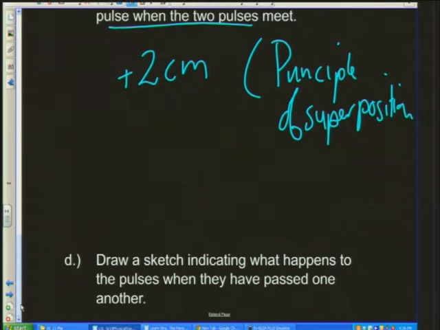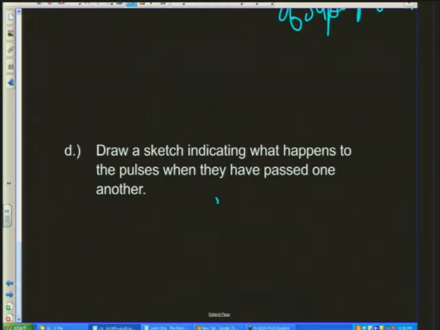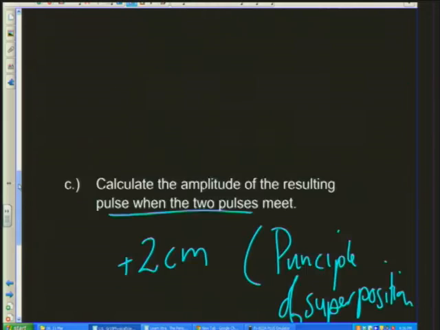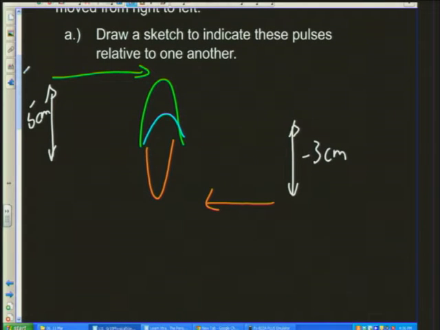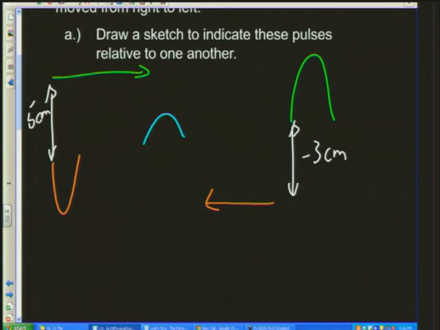And then the last one was to draw the picture when they passed one another. Well, I'm going to cheat. I'm just going to take my fancy pen on this lovely smartboard, and I'm going to move them into the positions they were. So this one started, the orange one started on the right, it's now on the left. The green one started on the left, and it's now on the right.